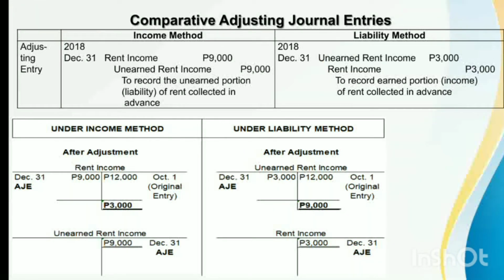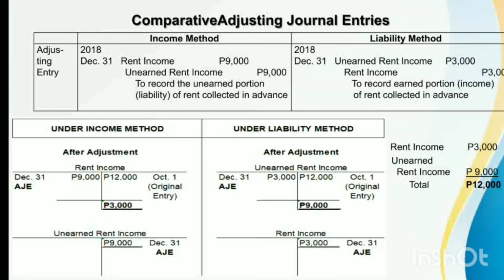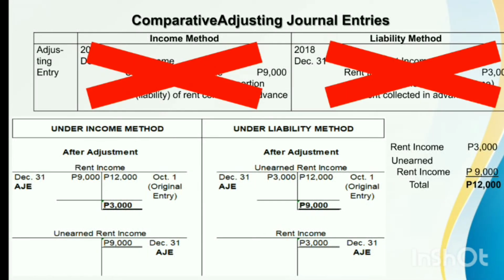So take note guys that after the adjusting entry we made on December 31, 2018, the rent income balance under the income method is equal to the rent income balance under the liability method. And the unearned rent income balance under the income method is also equal to the unearned rent income balance under the liability method. Now, what will happen if we did not prepare the adjusting entries?